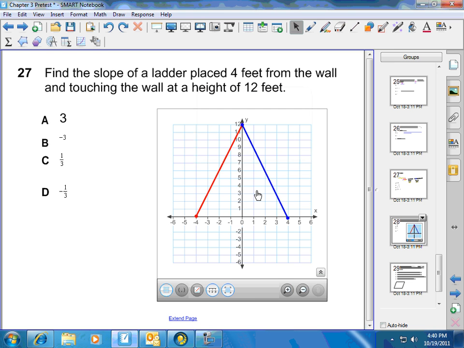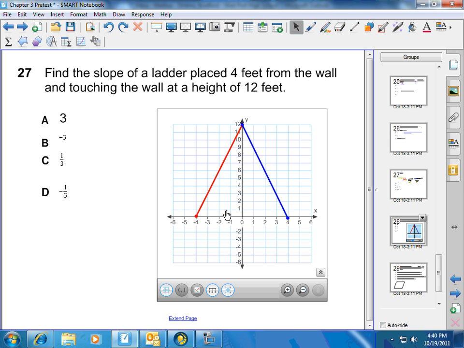Okay, one more last set of problems. We're looking at number 27. Find the slope of a ladder placed 4 feet from the wall and touching the wall at a height of 12 feet. I can see where you could get two different answers. As far as the grade's concerned, I put 10 points on your test score, so that'll make up for part of this question, because I could see where you could get 3 or -3.